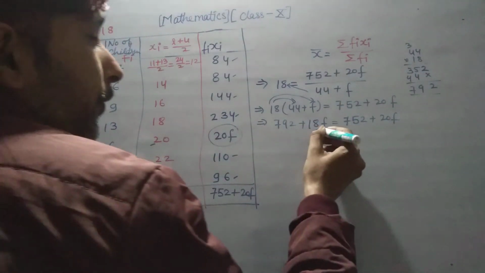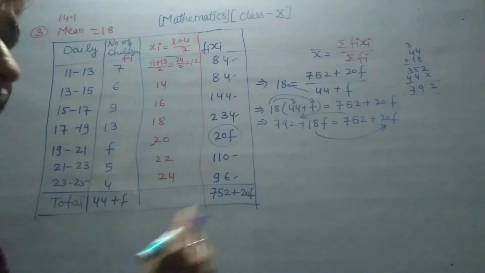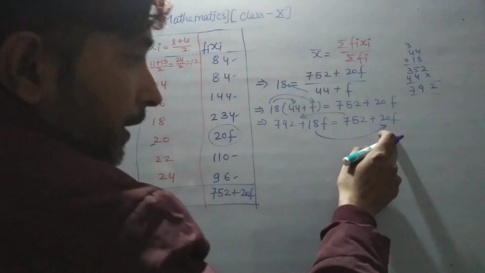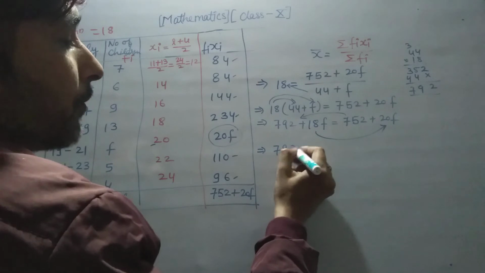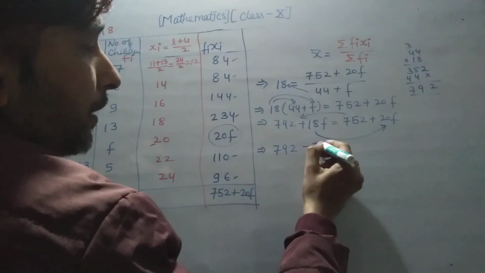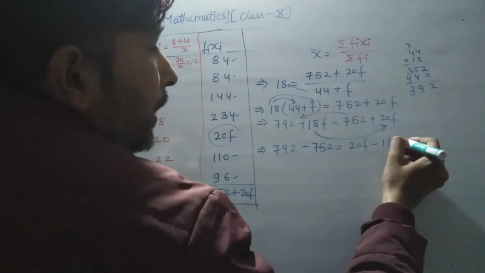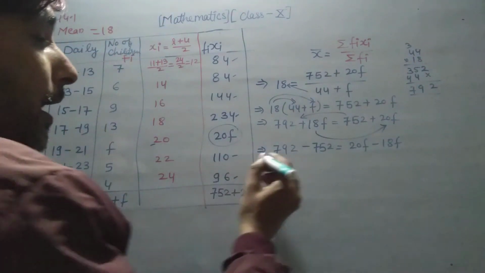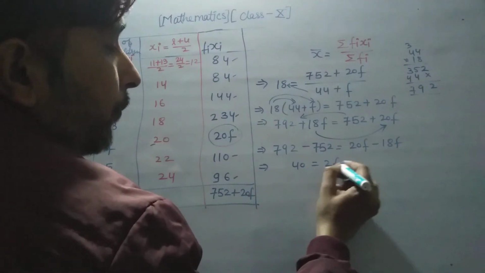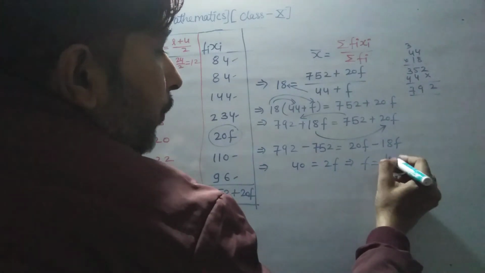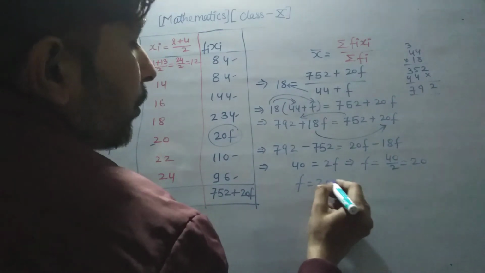Take the value of f to one side and the constants to the other side. So 18f goes there and 752 goes there. Then it becomes 792 minus 752 is equal to 20f minus 18f. Do you understand? After subtracting, this value is 40 and this value is 2f. Now f is equal to 40 upon 2, which is 20. So f is equal to 20.